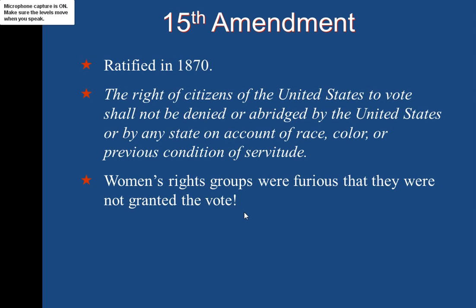So those are the constitutional amendments, some of the political aspects of Reconstruction. In the next lecture, we'll talk more about some of the other aspects of Reconstruction.